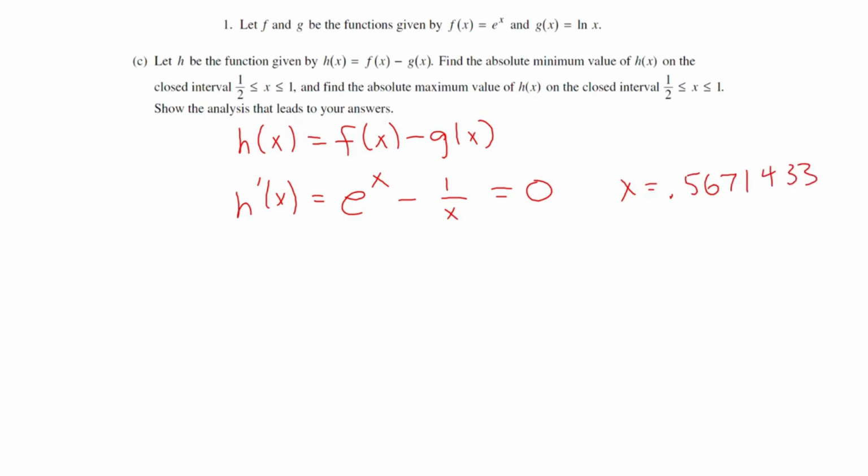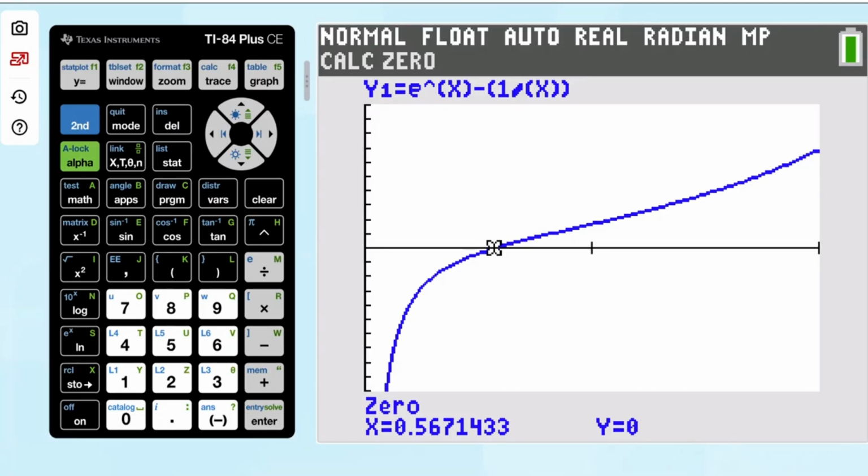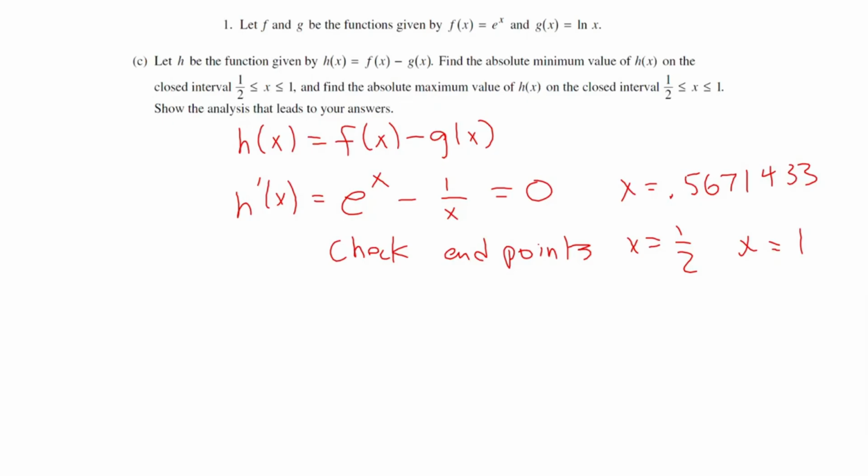And then if we take a little bit of time here to do some analysis, we know that we also need to check the endpoints, and so those are x equals 1/2 and x equals 1. But if we look here, we know that our derivative is negative, and then it's positive. So our function is decreasing, and then our function is increasing. So we know that this is actually going to be where our minimum is. But our maximum could be at either 1/2 or at 1.